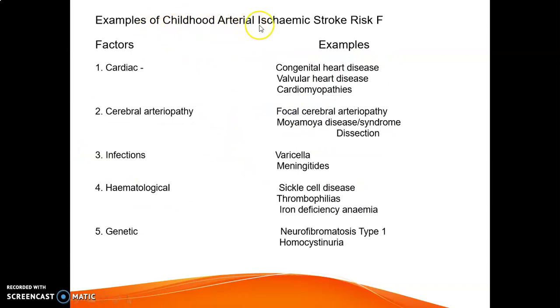Examples of childhood arterial ischemic stroke risk factors are cardiac. So again we are going through the same, but with the addition of genetic: cardiac, congenital heart disease, valvular heart disease, cardiomyopathies, cerebral arteriopathy, focal cerebral arteriopathy, Moyamoya disease syndrome, and any kind of dissections. Infections, varicella, meningitis; hematological, sickle cell anemia, thrombophilias, iron deficiency anemia. In case of genetics, neurofibromatosis type 1, homocystinuria.